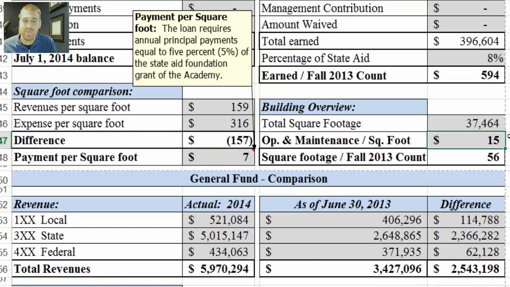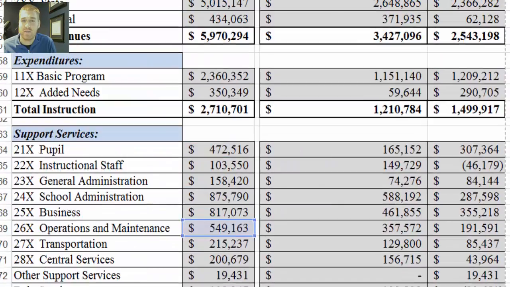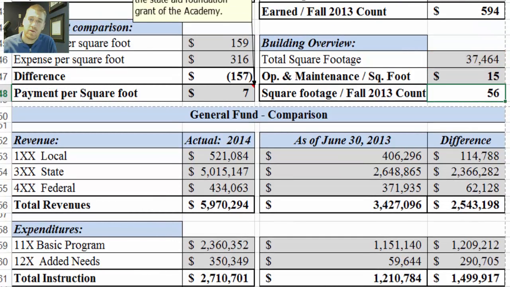So operations and maintenance per square foot takes the line item of operations and maintenance down here, right here, and then divides that by the total square footage. And then square footage divided by fall 2013 takes the total square footage and divides it by that corresponding fall count.